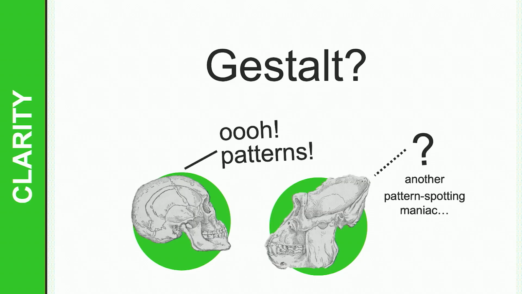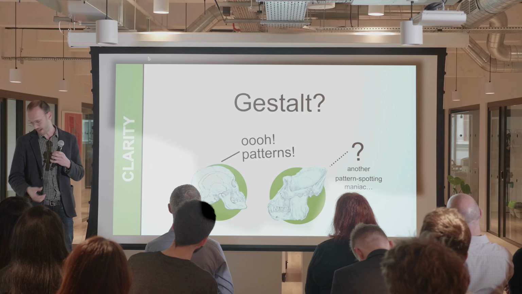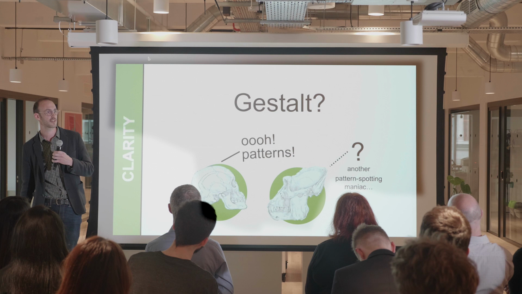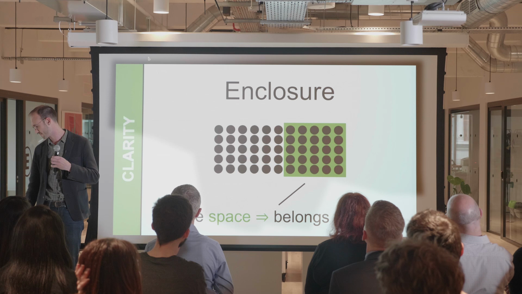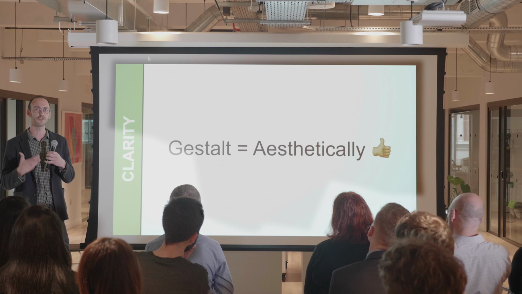Following that, another principle is clarity. If you're familiar with Gestalt, this is fairly similar. If you're not familiar with Gestalt, it's broadly a theory that says we humans have evolved to become pattern-spotting maniacs. And Gestalt describes how we see those patterns. So we can think of proximity, similarity, enclosure. There's a lot more of these, but we don't have enough time to cover them. But the interesting thing that the paper suggests is also that this is aesthetically pleasing, so not just functional.